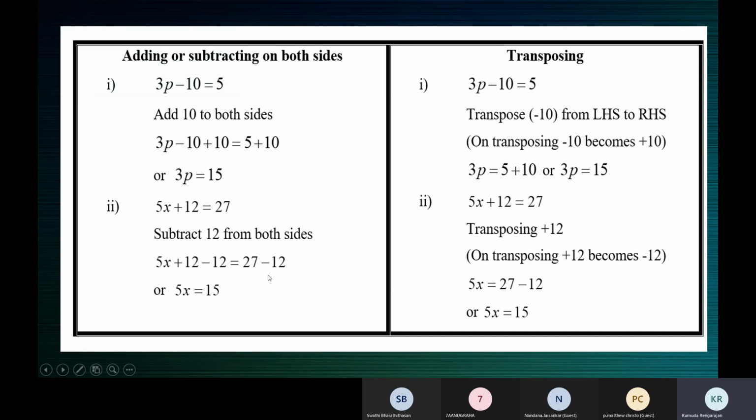Instead of subtracting 12 from both the sides and then getting 5x is equal to 15, you can just do it in one step. So see here, we have 5x plus 12 is equal to 27. Simply take the 12 to the other side. It's plus 12; it will come to the other side as minus 12. So on transposing, plus 12 becomes minus 12. So 5x is equal to 27 minus 12. 5x is equal to 15.